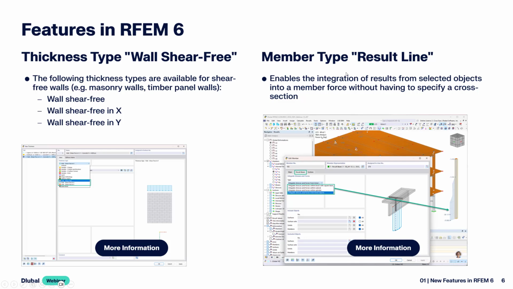Then the new member type result line. It's the same function as for the result members, but you don't need to define a cross section. Only the result line, and the area that you select will be integrated. For this area, the results will be integrated in the result line.